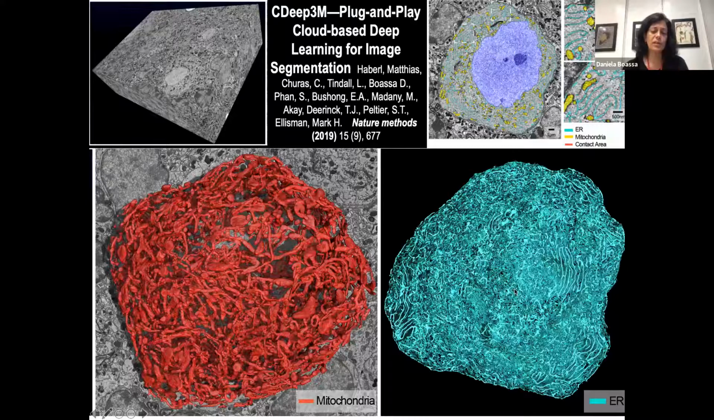Most importantly, this allows us to actually measure specific parameters like the precise volumes, the surface area, the distribution of the organelles. And so we get a whole set of metrics that we can use to improve our understanding of the role of these organelles and their alterations in disease.